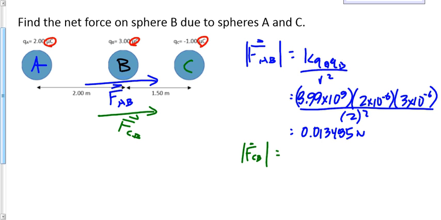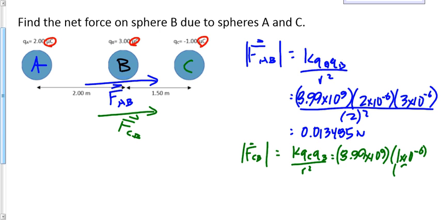And then CB, KQC QB over R squared. Oh, wait a second. That 1 times 10 to the negative 6, that should be negative? No, drop the negative, right? The distance here is 1.5.